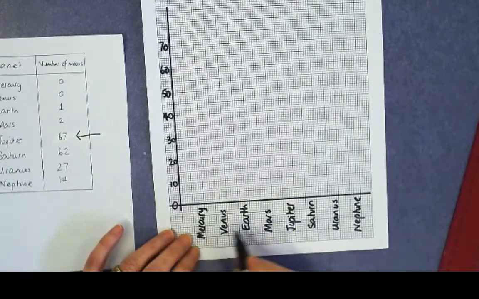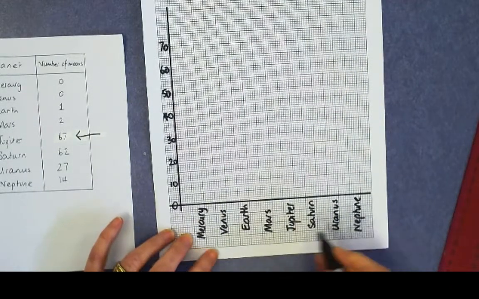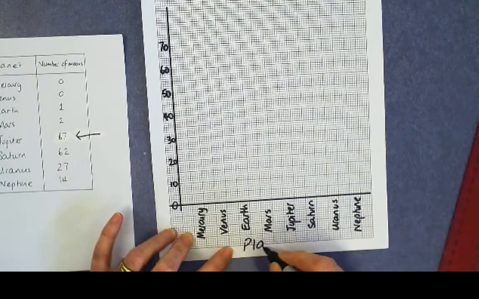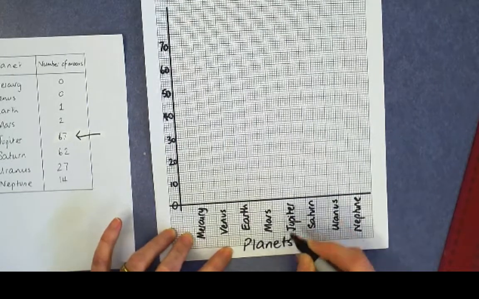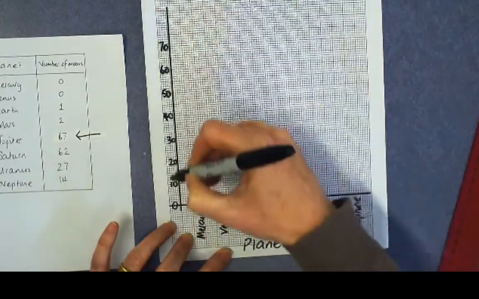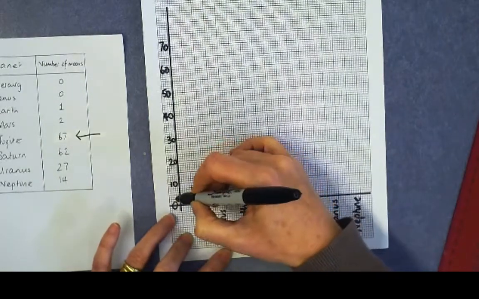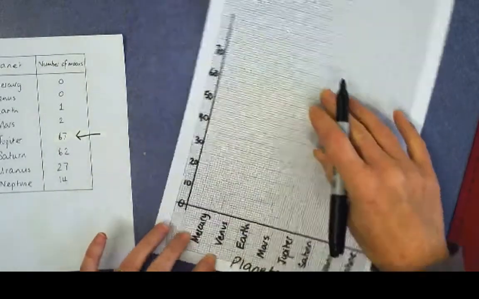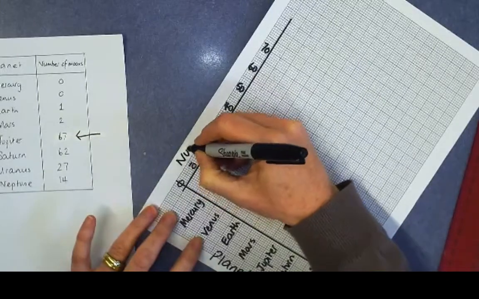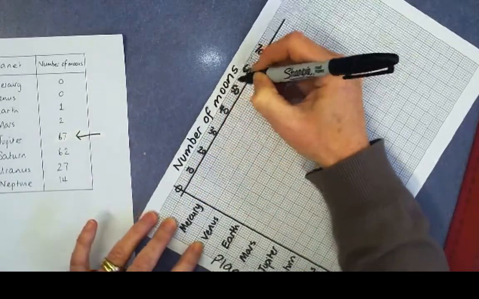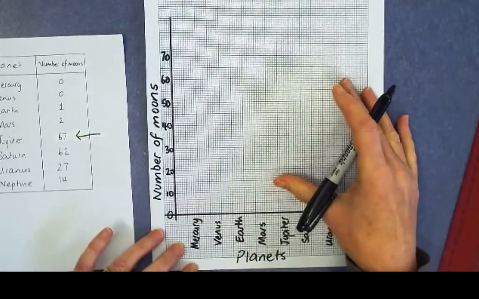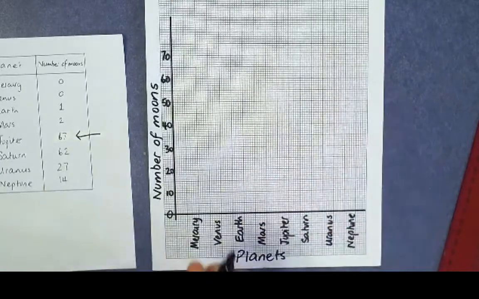We need to label the axes. So this bottom axis is the planets, and the y-axis, the vertical axis, is the number of moons. Now we're ready to plot our data onto our column graph.